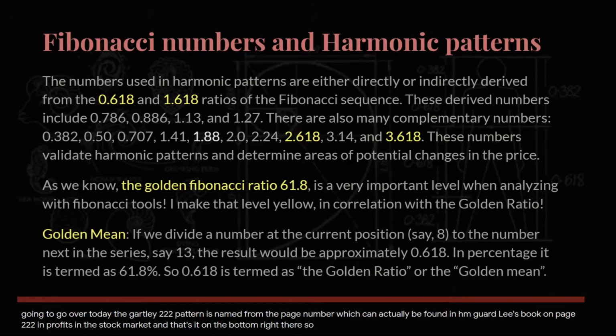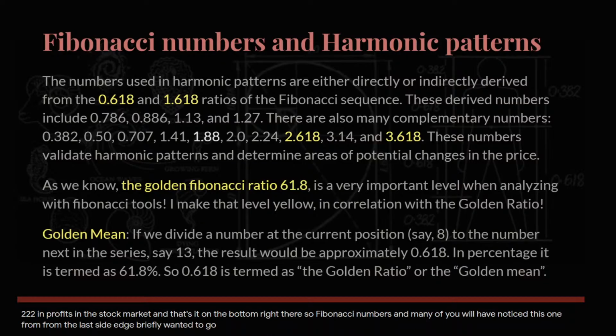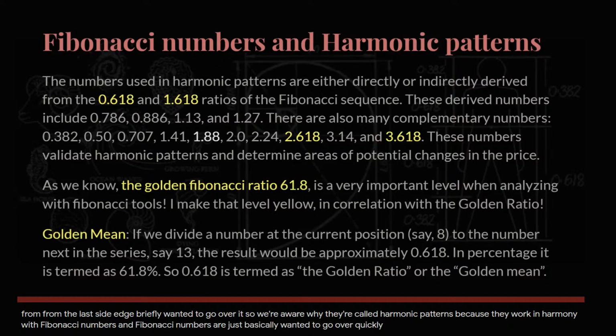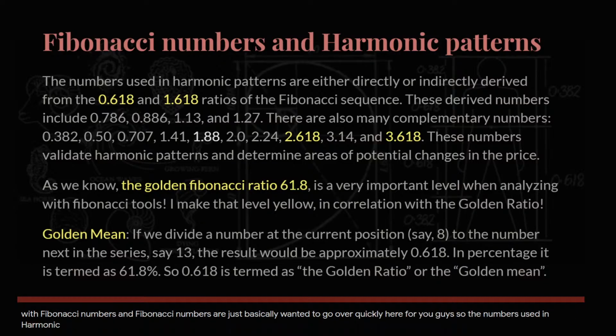So Fibonacci numbers, and many of you will have noticed this one from the last slide. I just briefly wanted to go over it so we're aware why they're called harmonic patterns, because they work in harmony with Fibonacci numbers. So the numbers used in harmonic patterns are either directly or indirectly derived from the 0.618 and 1.618 ratios of the Fibonacci sequence. And these derived numbers include 0.76, 0.886, and so on.